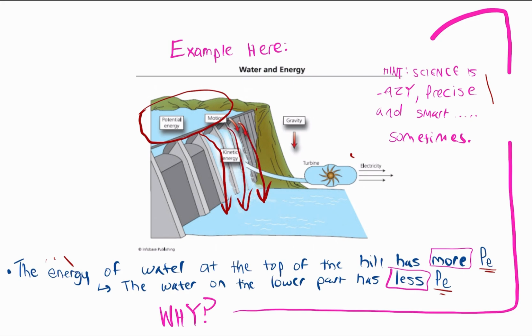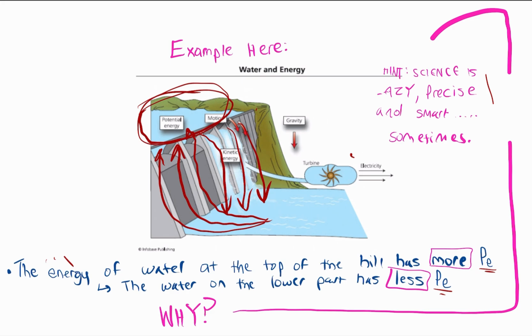It would be more favored for it to fall down than for that water to move back up, because if the water were to move back up, it would be going against gravity, and it requires energy or work for that water to be pulled right back up to this higher position.